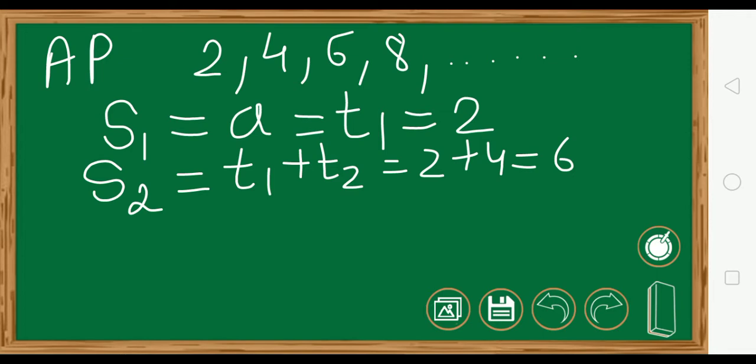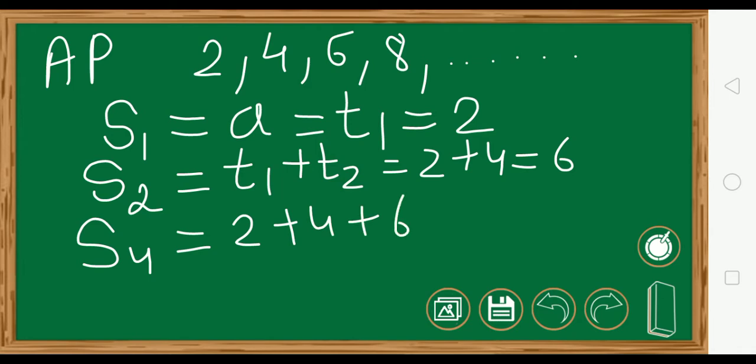But suppose you want to find, say, S of 20, S of 30. Calculating or adding manually is a very tedious job. So we have got a particular formula. Now suppose I will just take S4. So S4 will be 2 plus 4 plus 6 plus 8, the sum of the first 4 terms. So it is 10, 10 plus 2 is 12, 12 plus 8 is 20.